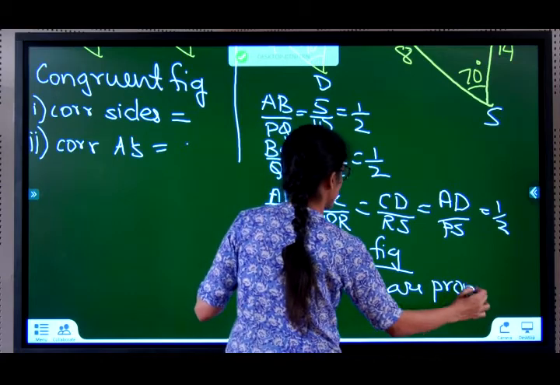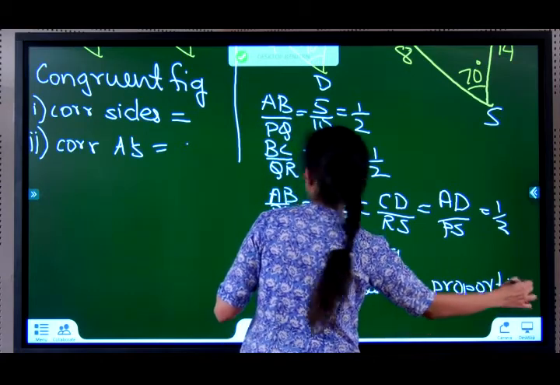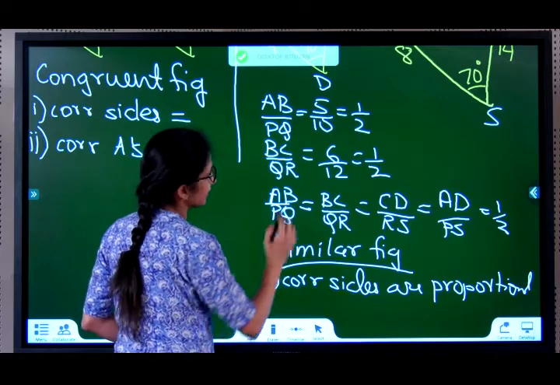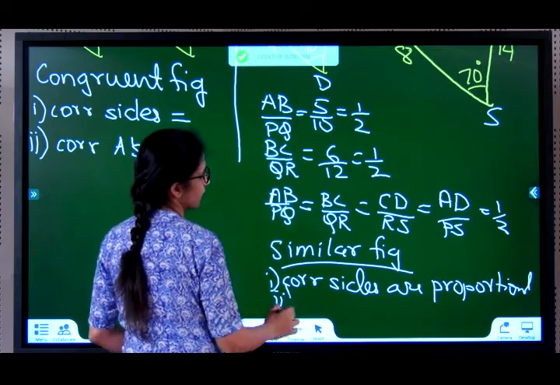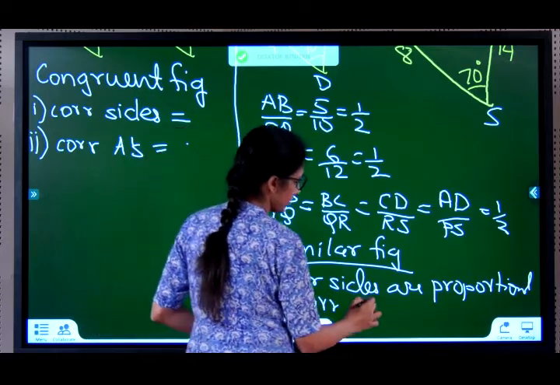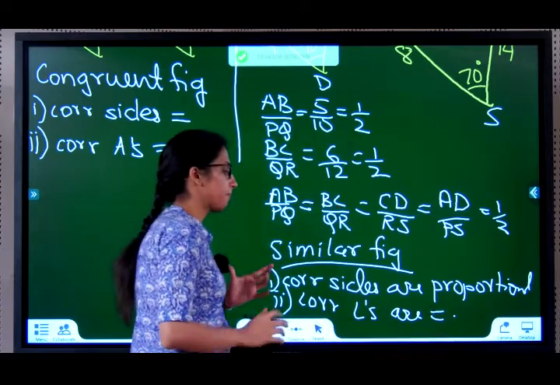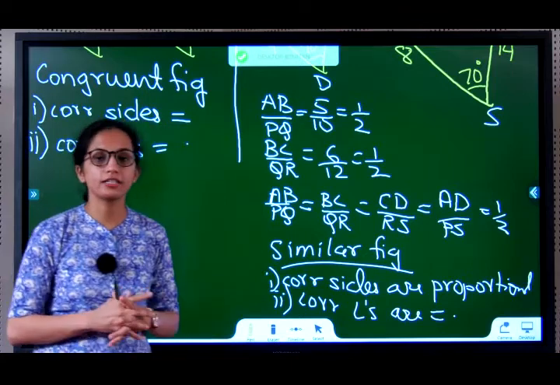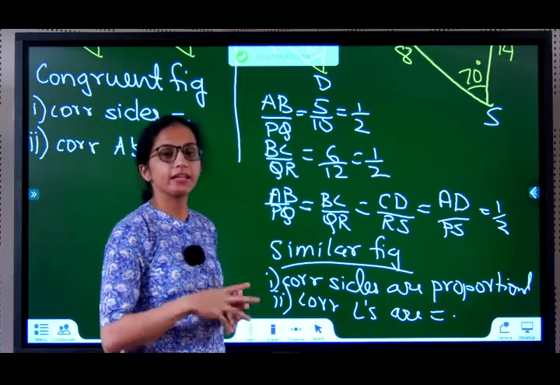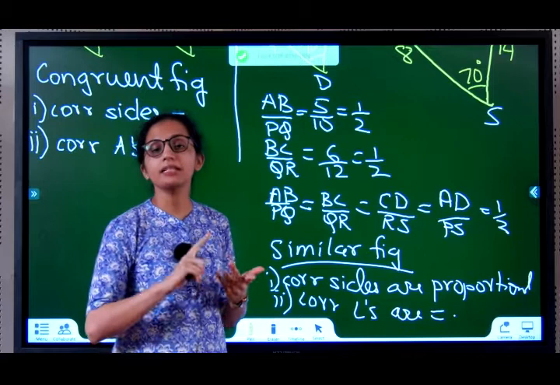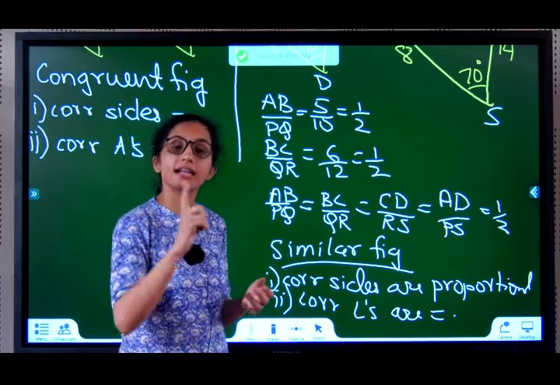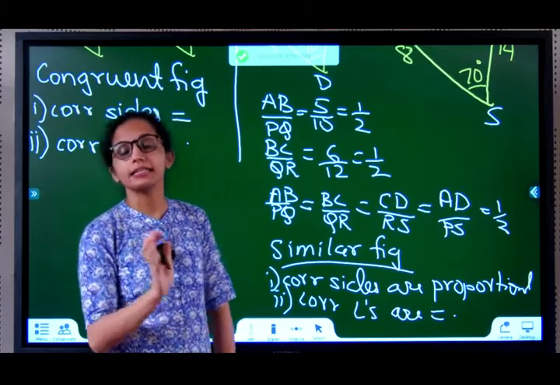I hope you understood what that means. Corresponding angles, what about the corresponding angles in the figure? We saw they are equal. So, corresponding angles are equal. I hope the difference between congruent figures and similar figures is clear. In congruent figures, the sides are equal, the angles are equal. In similar figures, the sides are proportional and angles are equal.